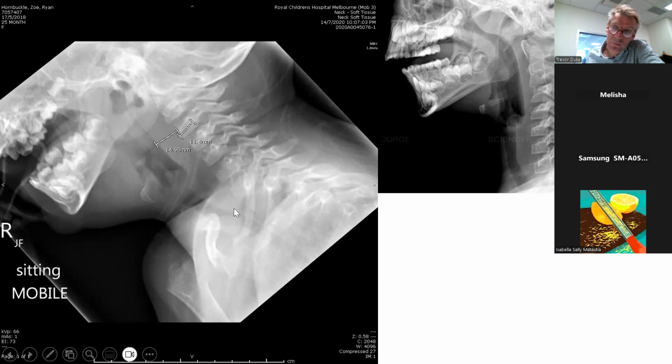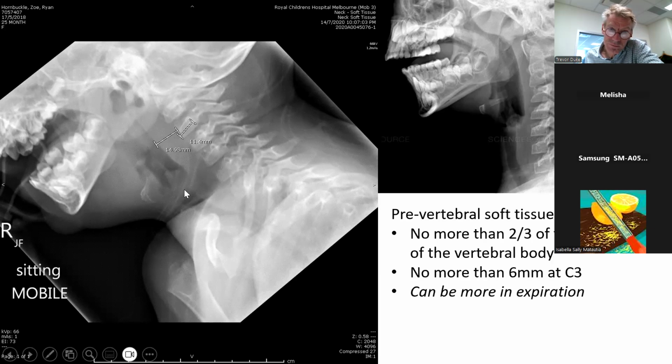Sometimes in these situations, you'll also see some free gas within that soft tissue space in front of the vertebral bodies. You'll see little locules of gas, and that suggests that there's an infection there producing gas, for example, a clostridial infection or some sort of infection that's producing gas. Either way, this boy's got an enlarged retropharyngeal soft tissue space and a swollen epiglottis.